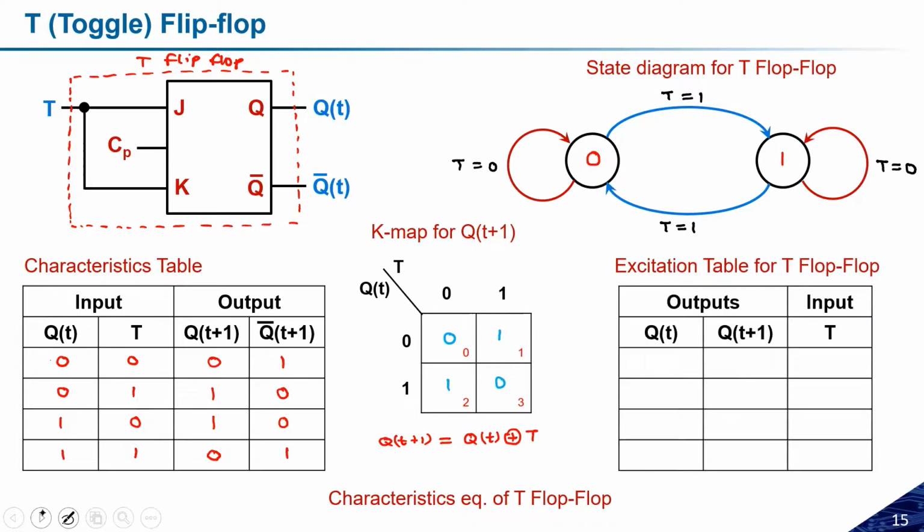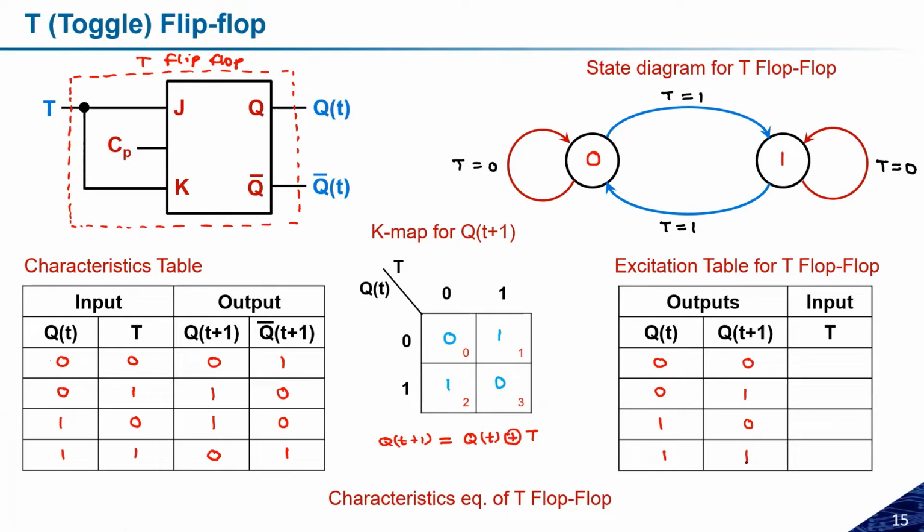The excitation table will depend on Qt and Qt+1. Simply from the state diagram we can make the excitation table. I can have four possibilities based on Qt and Qt+1. There is a possibility like Qt is equal to 0 and Qt+1 is also 0, then 0 1, 1 0 and 1 1. So these are the four possibilities.